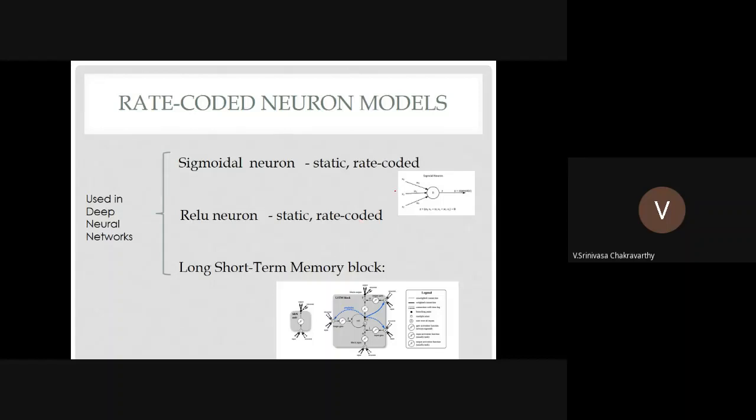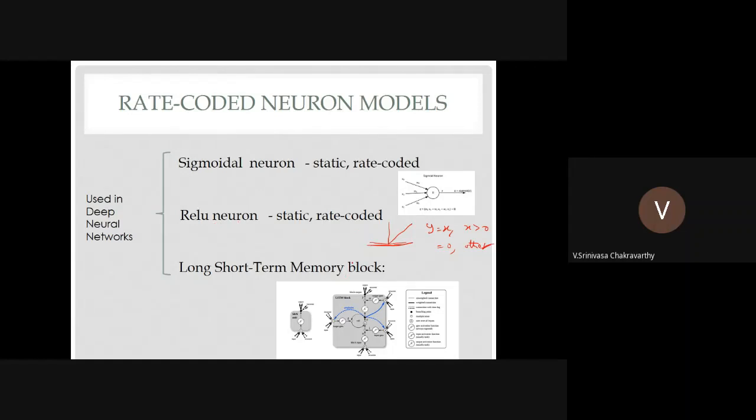For the rate-coded neuron models, you have the sigmoidal neuron, which is what we discussed. The McCullough and Pitts neuron is a sigmoidal neuron. I was just calling it the binary neuron, but basically it's the same kind of thing. Then you also have the ReLU neuron, where the nonlinearity is not like a sigmoid, but is given like this: y equals x for x greater than 0, and y equals 0 otherwise. That is called a rectified linear unit, or ReLU.